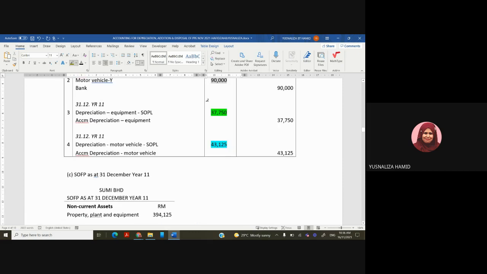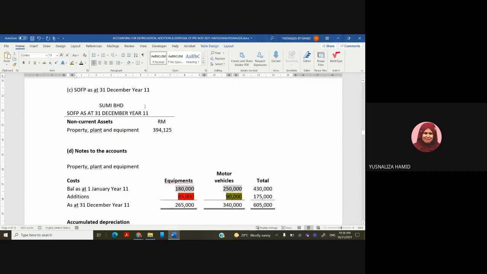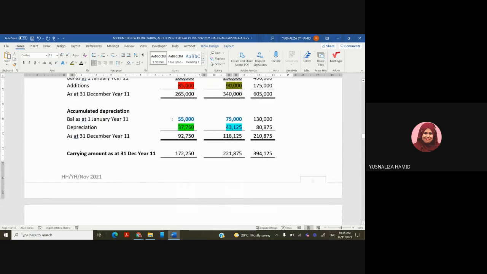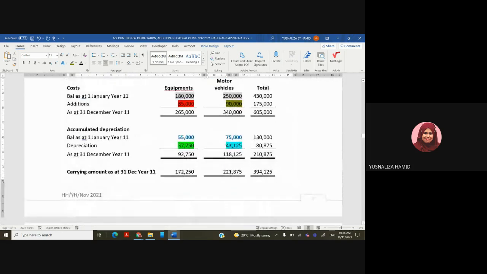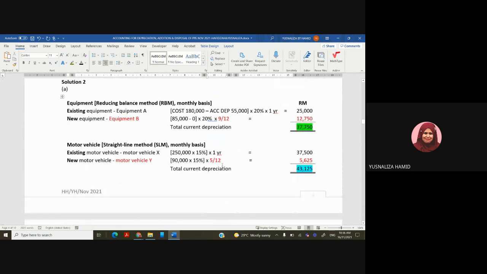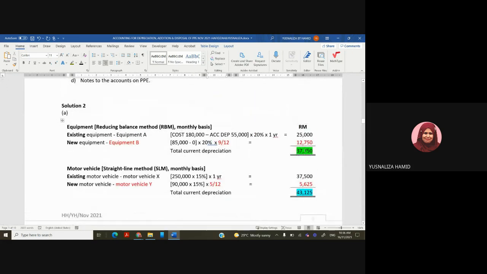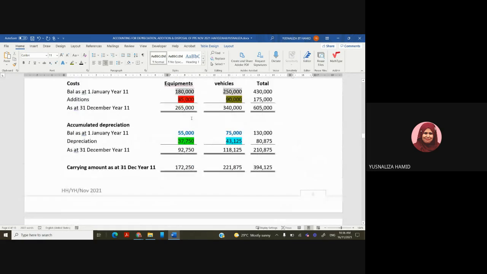Okay, so that is 90,000 here, right? Next, you can see that the depreciation here is taken from here and also from here. Or if you are doing it for published accounts, you can take directly from the working. Take from the working. It will be included in the notes to the PPE, right?